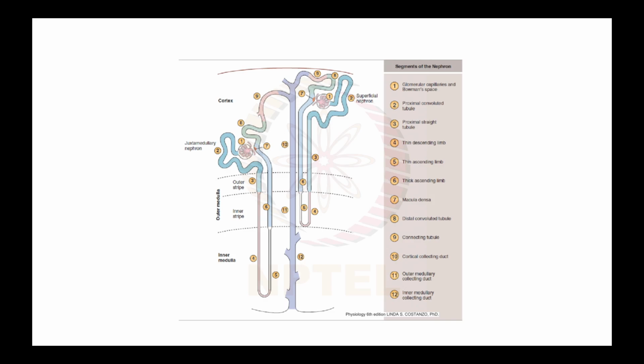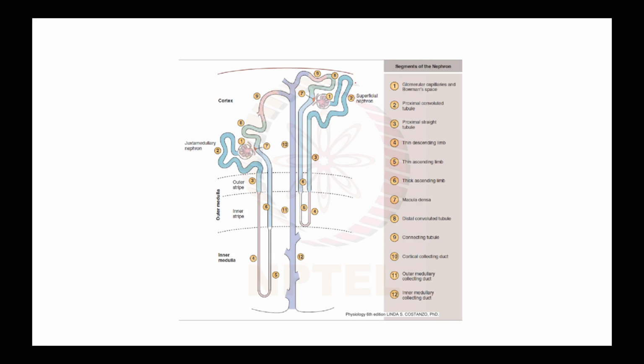So you can see here the afferent arteriole and efferent arteriole of the glomerulus, and this is the Bowman's capsule. From the Bowman's capsule, this is the proximal convoluted tubule, which is again making a long tube called the loop of Henle. Then it is again making a distal convoluted tubule, and this distal convoluted tubule is opening into the common collecting duct.